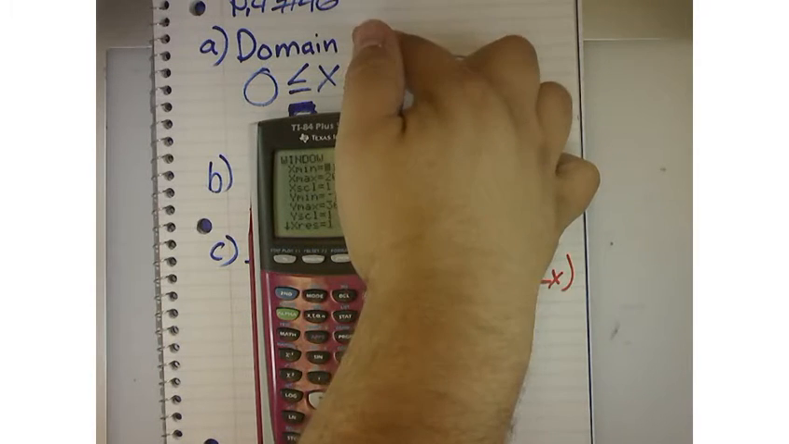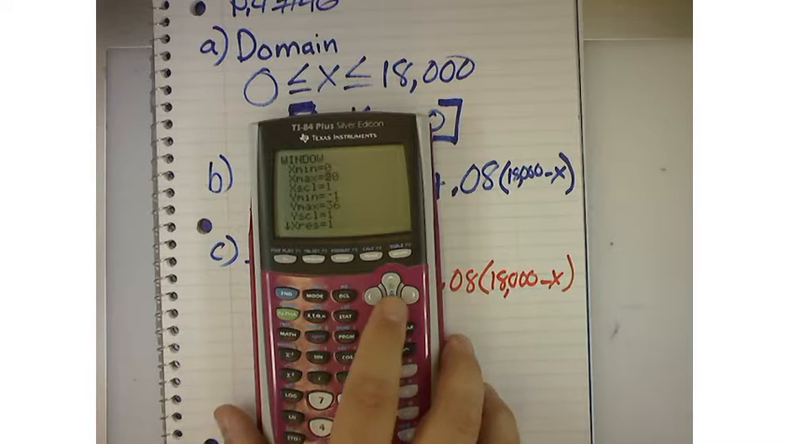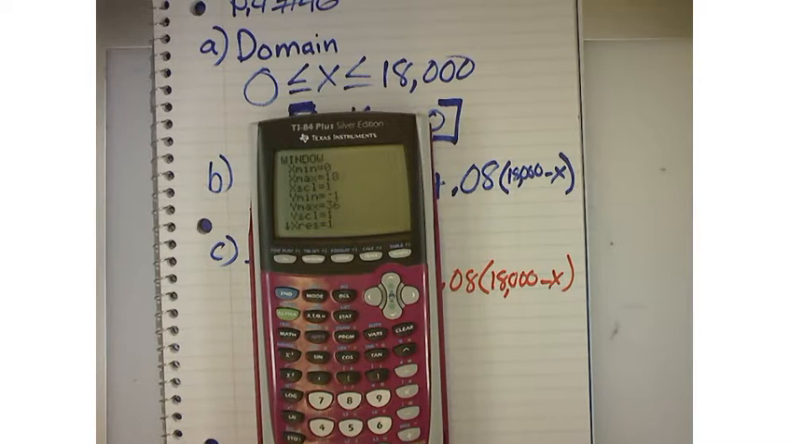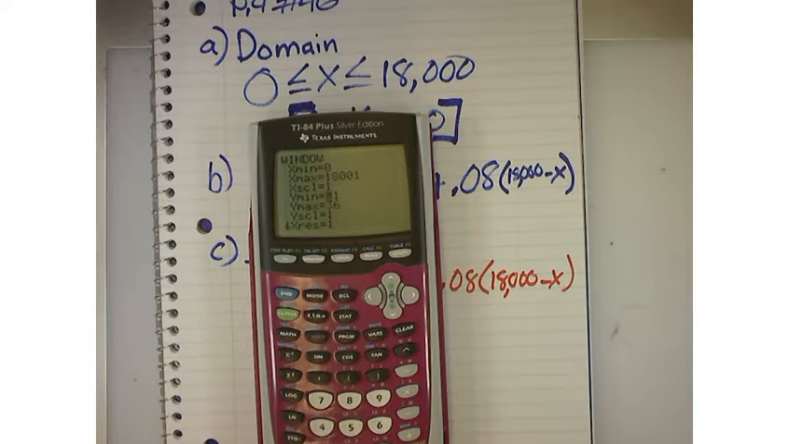What is my domain? What should I set my x values to? 0 to 18,000. But I'll do a little bit more. I'll say 18,001. Now what about the y? Are we ever going to have negative $1? No, so I could set that to 0.